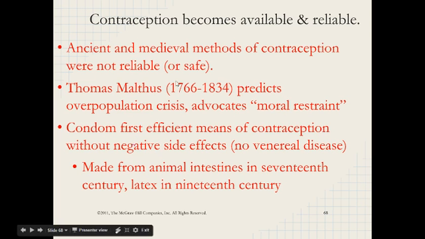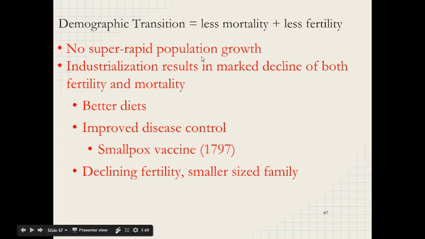Now, contraceptions have existed in world history, but they were never safe nor reliable. But the industrial ones become more safe, reliable, and efficient. Even though the population is getting bigger and bigger, people are living longer lives, and the size of the family is shrinking.